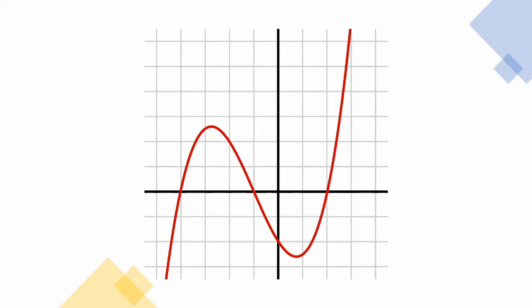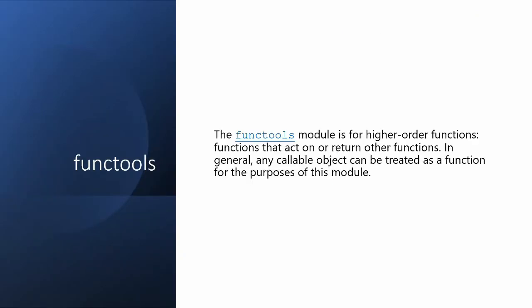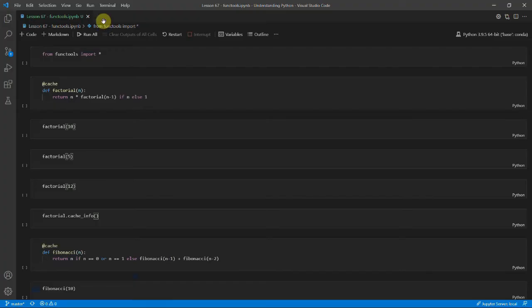And of course functools works with functions in Python, and it's for higher order functions, so functions that act on or return other functions. In general, any callable object counts as a function, because although there's a difference between a function and a callable object, it is very subtle. What it's saying is that higher order functions work with your functions to do other things. Obviously this sounds very confusing, so we'll have a look at some real examples.